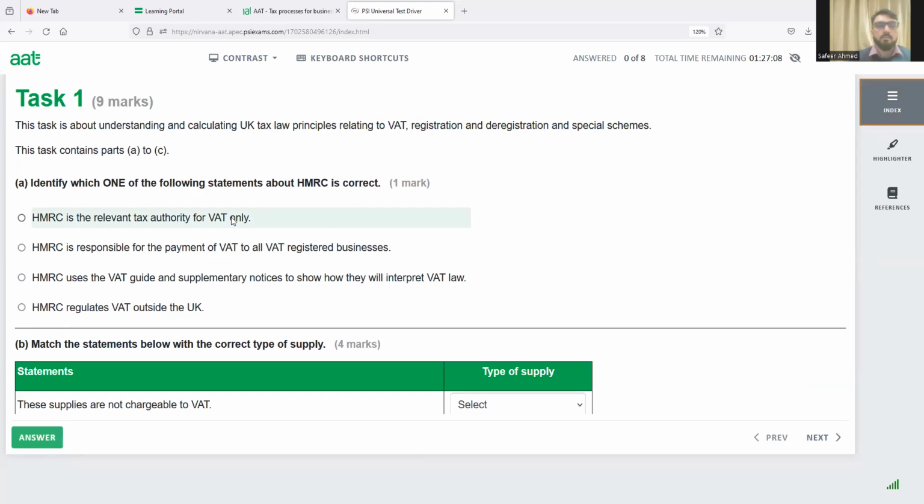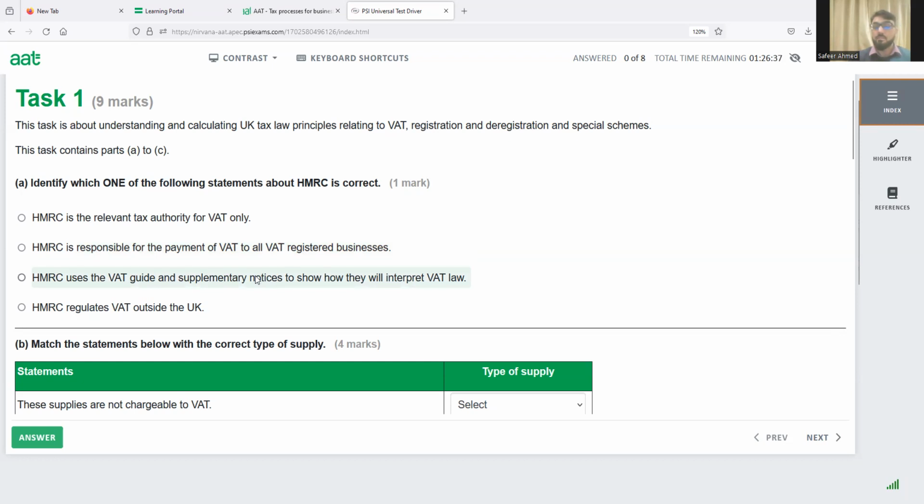Next one: HMRC is responsible for the payment of VAT to all VAT registered businesses. And we know that's incorrect as well, because registered businesses are responsible for paying VAT on time and making the submissions on time, because that's the law. The registered businesses are responsible, not HMRC.